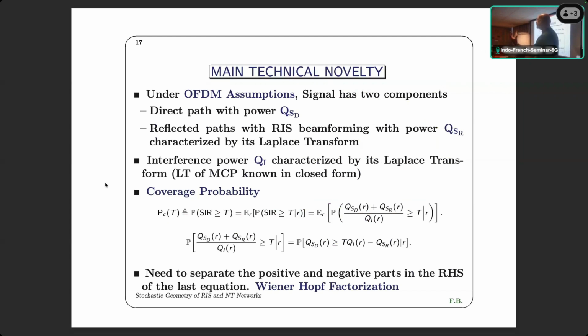Therefore, you can compute the power created by this Poisson point process, and under OFDM assumptions and separation of distances, you can get an additive formula for the power received by the UE, which comes in two parts: the direct path signal with power QSD, which will be handled using the Voronoi structure, I'll explain how, and the reflected path, reflected by the RISs that are beamforming, which is an additive term. Again, this is a shot noise created by a small Poisson point process. The miracle of Poisson is that you can compute the Laplace transform in closed form, and there is an expression for the power of the beamformed signal.